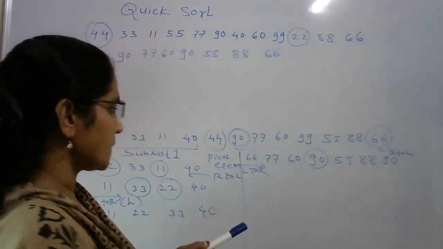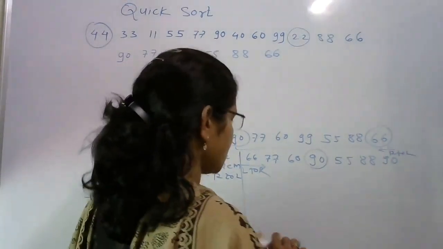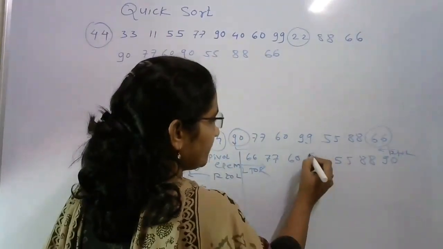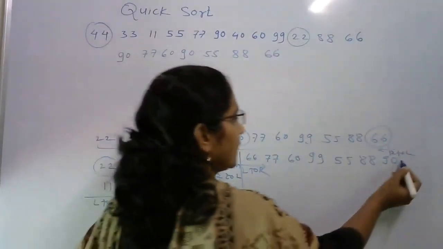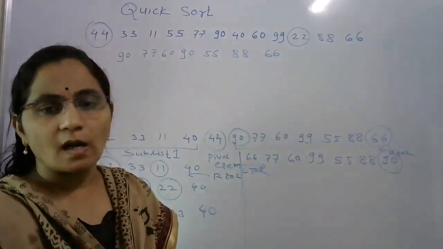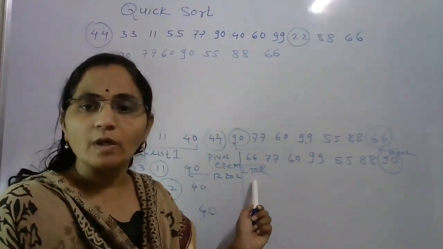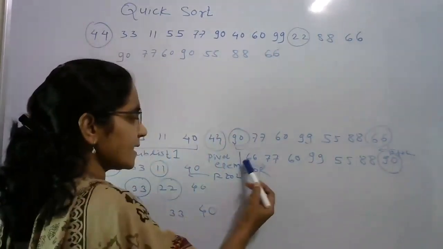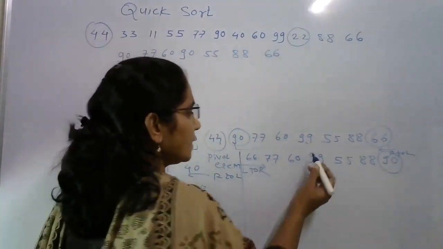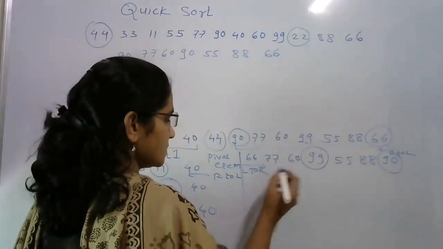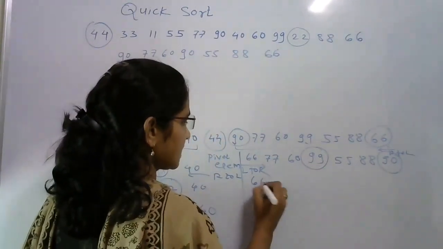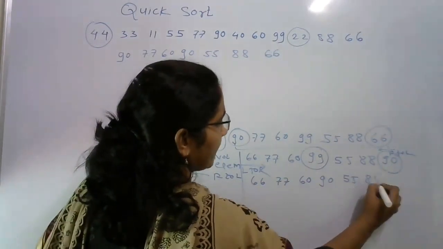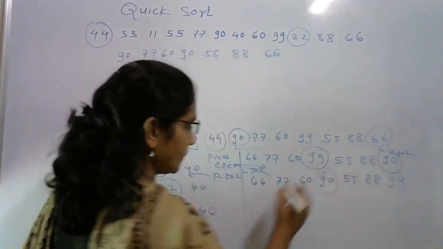Just 1 minute. Here I made one mistake. This is not a 90, this is a 99, 60, and then 99. So our pivot element is 90. And now we start from left to right and we stop the comparison when we get an element larger than the 90. So this is less, this is less, this is also less, but 99 is greater than the 90. So exchange both values. So 66, 77, 60, then 90, then 55, 88, and then 99. This is the pivot element.